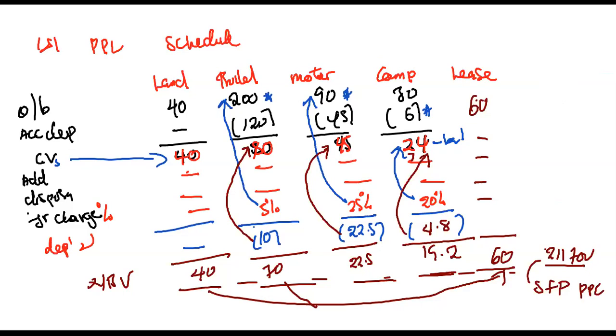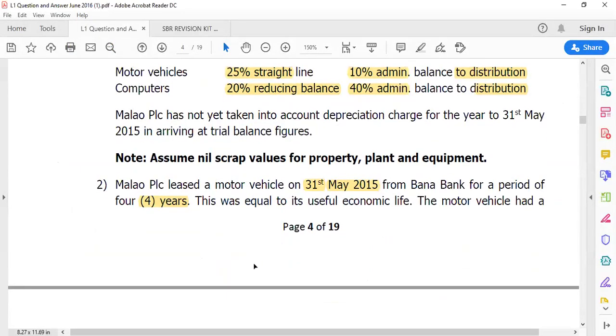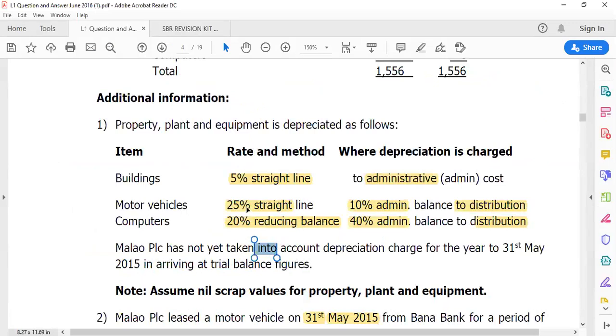We are told something rather interesting. In note number 1 on depreciation, 25% of it, 10% goes to admin, 40% goes to admin. Look at motor vehicles, 25%, 10% to admin, balance to distribution. You see, computers, 20% using reducing balance, 40% goes to admin, balance goes to distribution. Buildings, 5%, all of it goes to admin. So what do we do? We simply go there and apply these rates. So how do we do it? Usually, I don't know why we didn't do that first. Maybe we were overwhelmed with the marks.